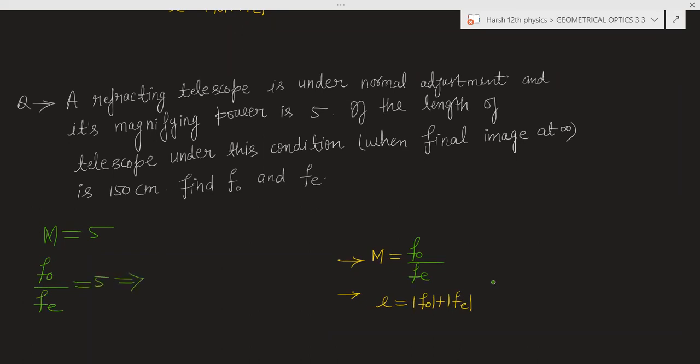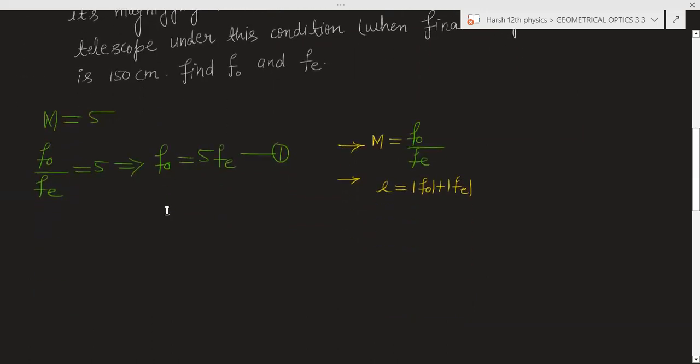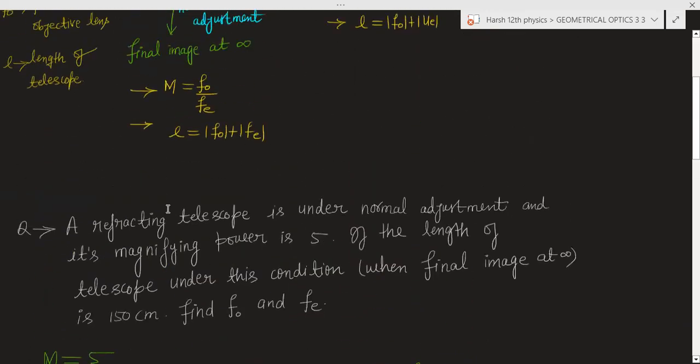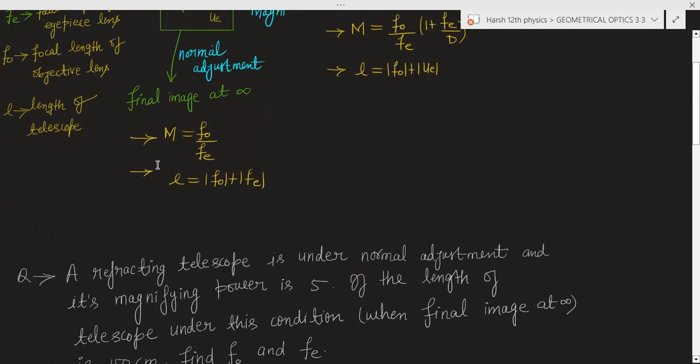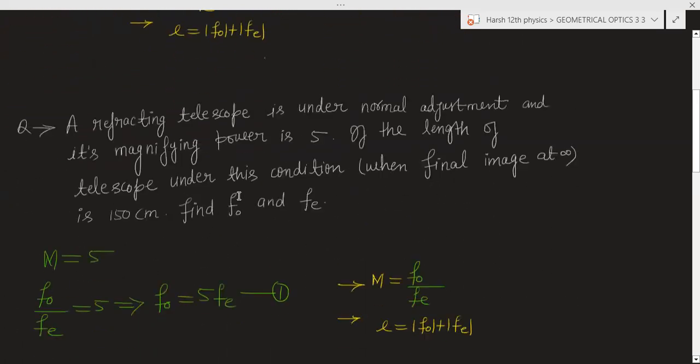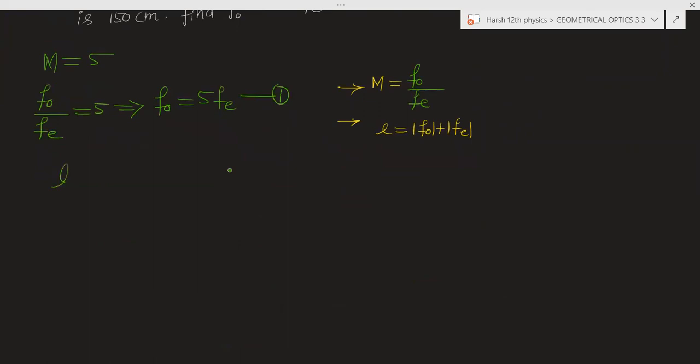From here we can find FO, that is equal to 5 times FE. Suppose this is equation number 1. Now another thing is the length of the telescope is 150 centimeter, given. What is the length of the telescope in case of normal adjustment? FO plus FE. So length of telescope is FO plus FE, and that is equal to 150 centimeter.